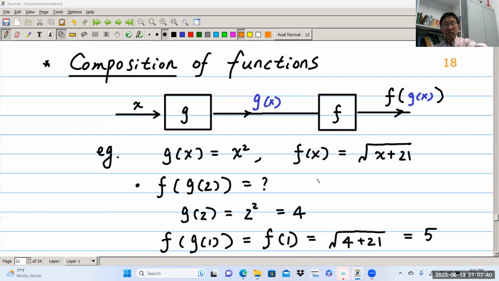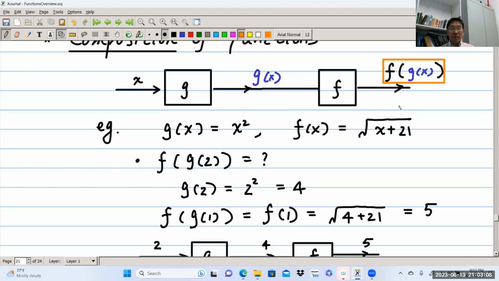So consider a concrete example here. In this diagram, we supply X to G, and G spits out G of X as an output. Then this G of X, also a number, is supplied to F. Then F works on that G of X, and you get F of G of X. This form is called a composite function, F of G of X.